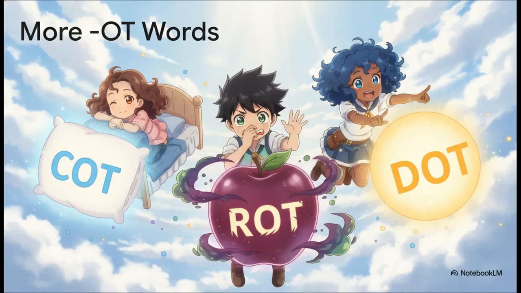And this momentum just keeps going through simple letter swaps. Toss in a C, and it gives us COT, a nice little place to rest. An R gives us ROT, representing decay. And a D, well, that gives us DOT. We just generated four completely distinct concepts simply by iterating on that very first letter.